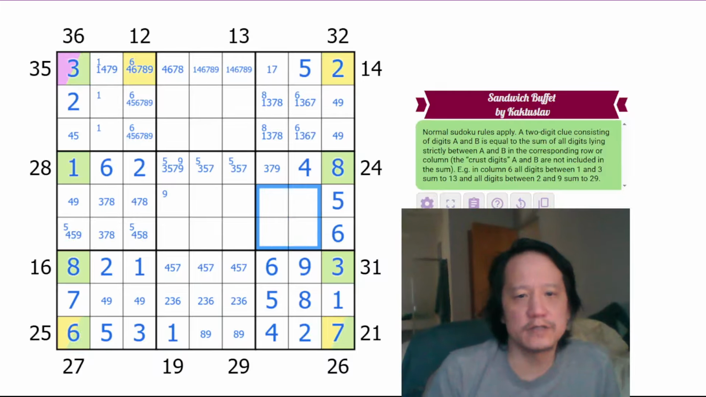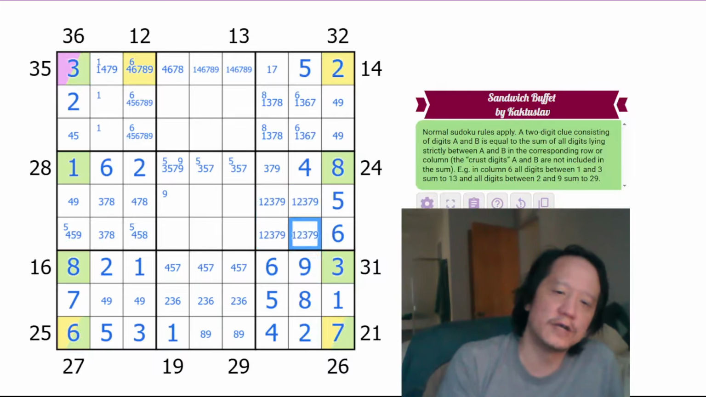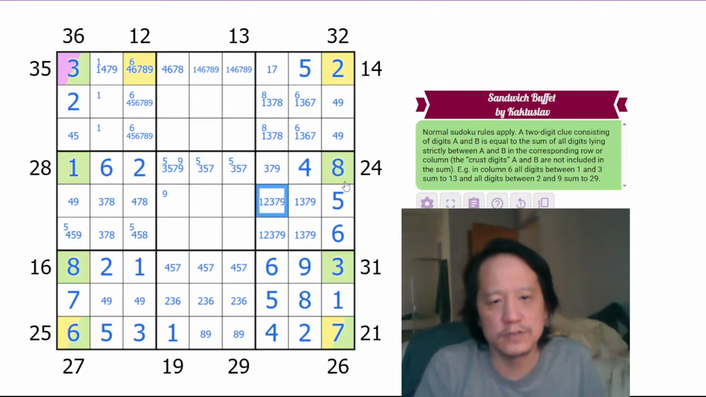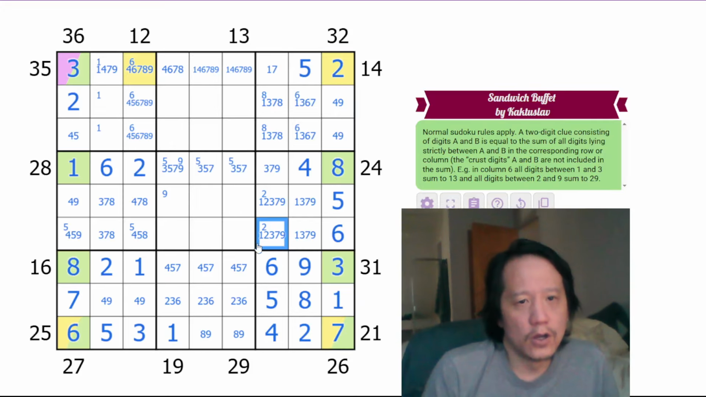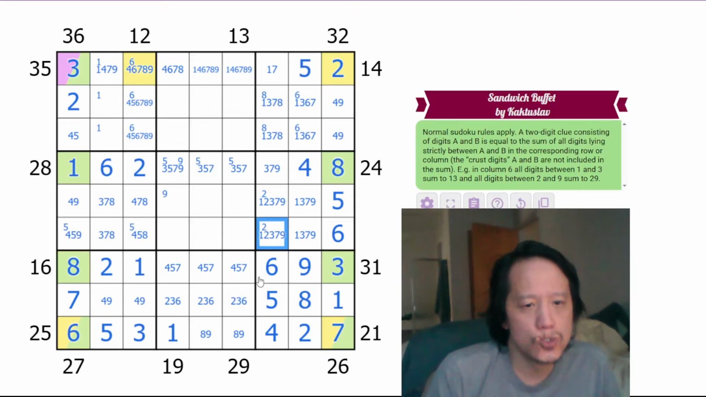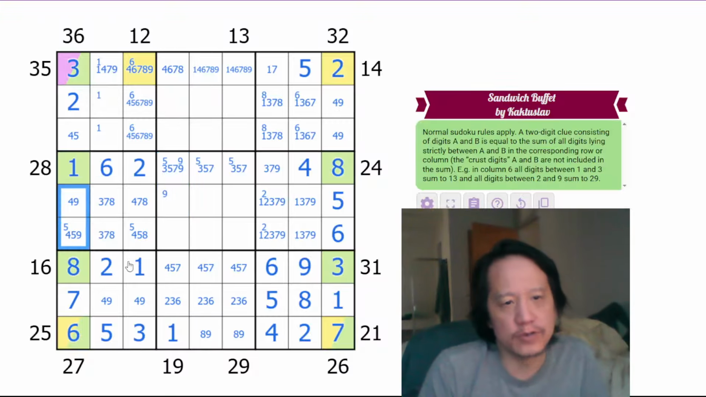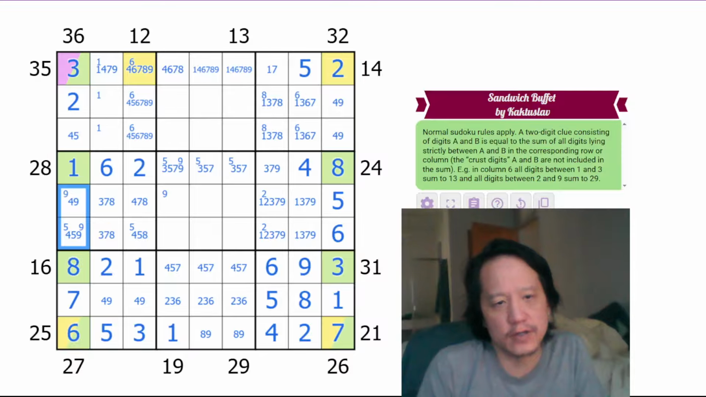Remaining digits of box 6, we have 1, 2, 3, 7, 9, and 2 cannot be either of these. So 2 has to be one of these two. So 9's guaranteed to be here. 9 has to be one of these two. Not 7, 9.